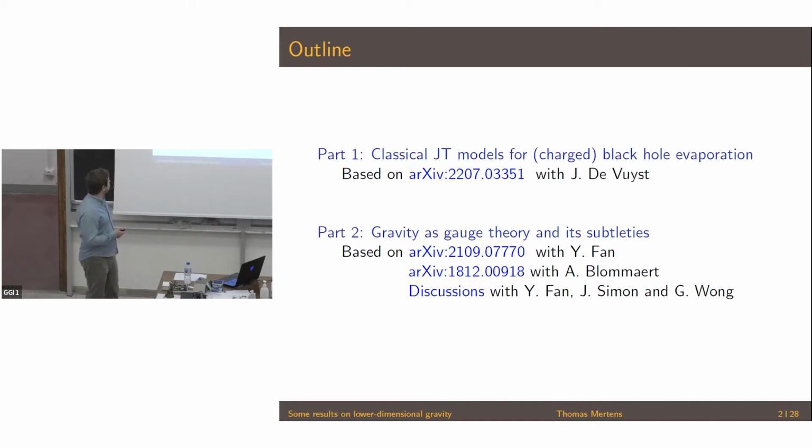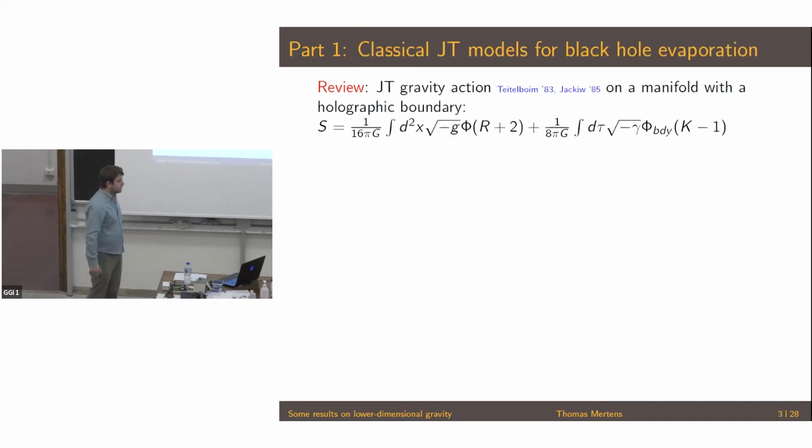And then the second part will be about a topic that I've been thinking about for the past 4 years or so, about lower dimensional gravity as gauge theory and its subtleties, based on these two papers and also ongoing discussions. Okay, so let me get started with the first part, which is classical JT models for black hole evaporation.